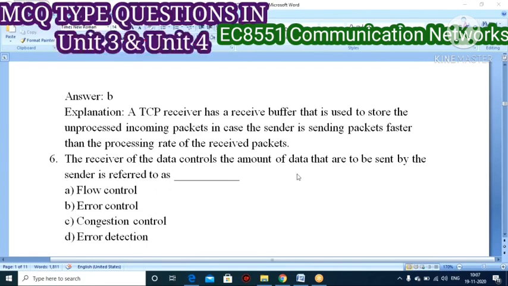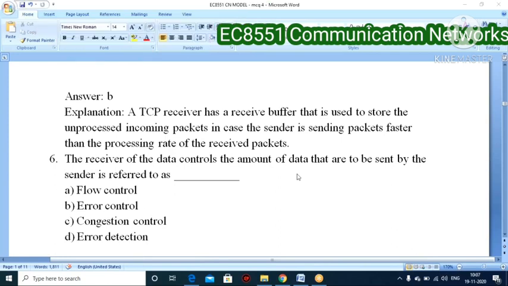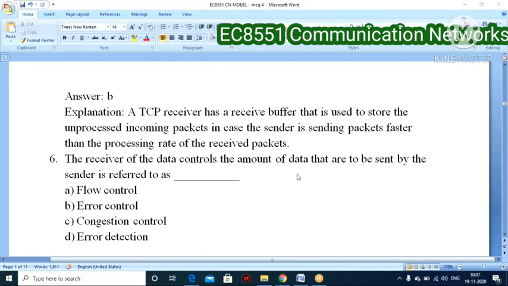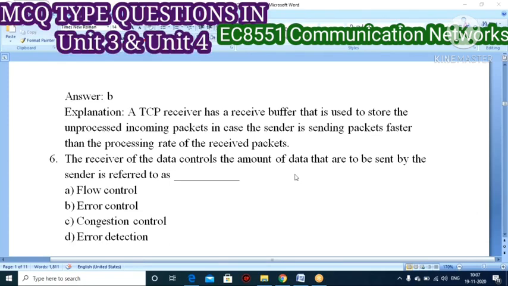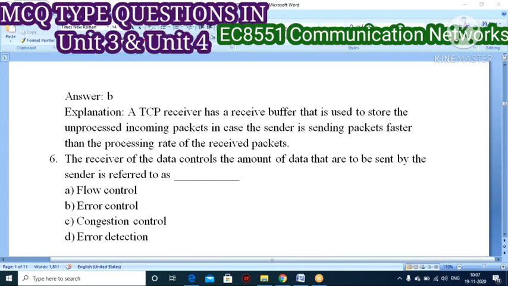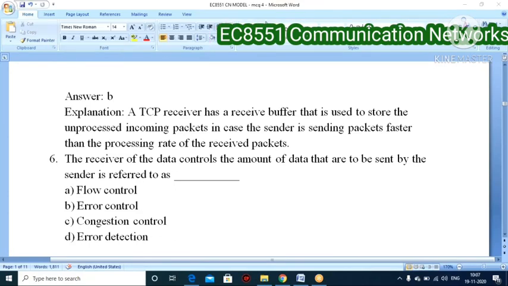Flow control, sir. Okay. Any other students? Just try. The receiver of the data controls the amount of data that are to be sent. Almost 16 students are there, only 2 students are opening their mouth. What about the others?